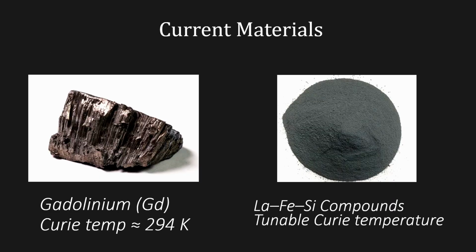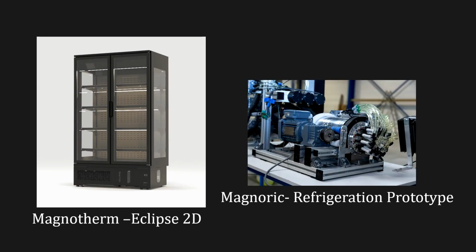its Curie temperature. So choosing the right material means selecting one with the Curie point close to the desired operating temperature. This is why gadolinium is typically used to create magnetocaloric refrigeration cycles. Its Curie point is around 20 degrees Celsius. Another widely used material is lanthanum iron silicon. This material has a tunable Curie temperature, making it viable for commercial solutions.